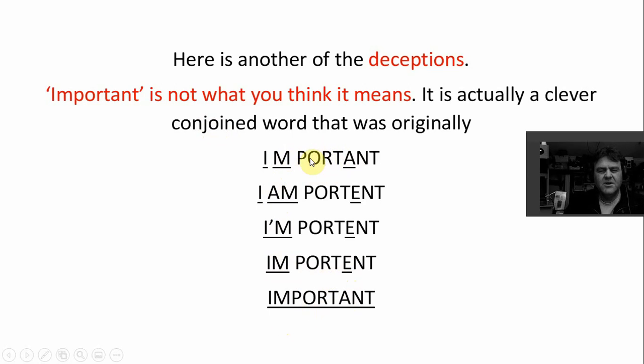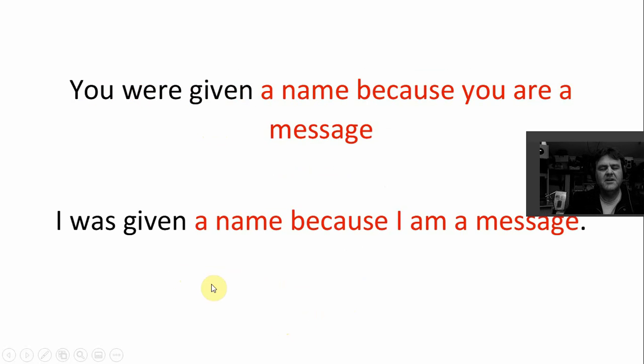I'm a symbol, I'm an omen. Seem to match. But I don't really understand how the prefix works there. It seems to be I am, I'm. It's interesting, right? So it comes down to the fact that we link back again to you were given a name because you're a message to each other. And I was given a name because I am a message.